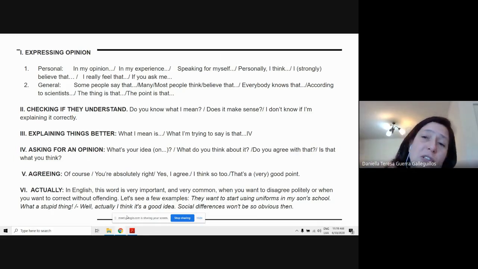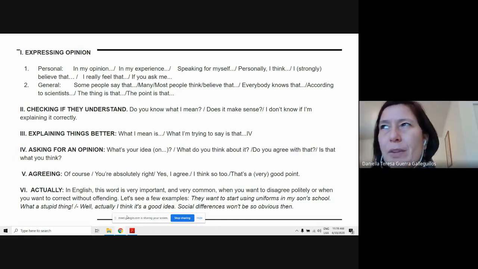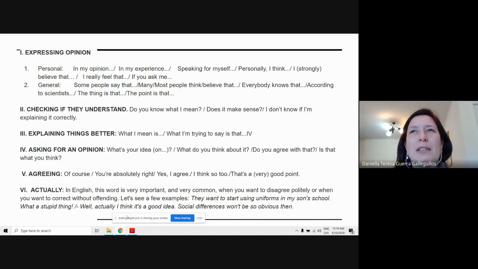You know, personally, I think, or I strongly believe that, if you want to really defend your point. Estás en una reunión y tienes que sostener tu proyecto y tu propuesta, entonces tú tienes que decir, yo fuertemente creo que, estoy completamente convencido que esta será la mejor opción. So, I strongly believe that. I really feel that. If you ask me, ahí tú estás dando tu opinión sobre otra persona presentando, por ejemplo.